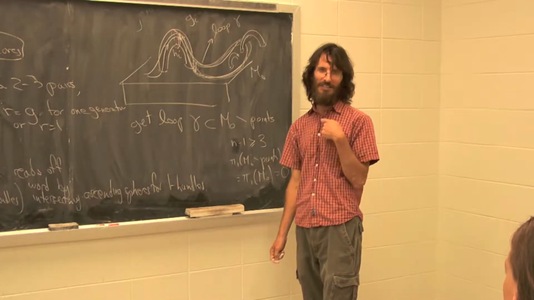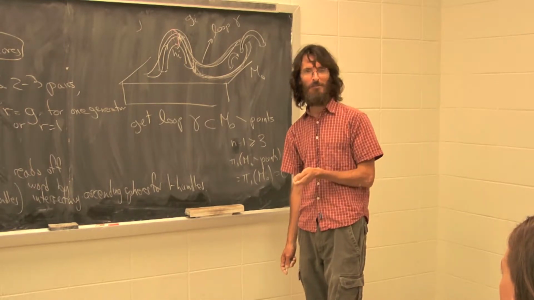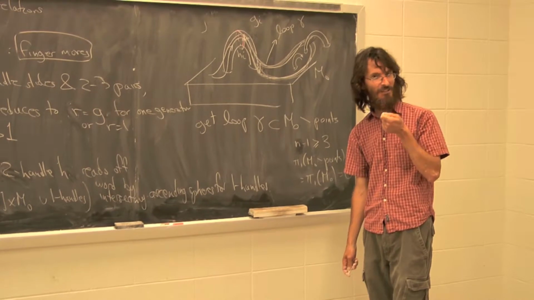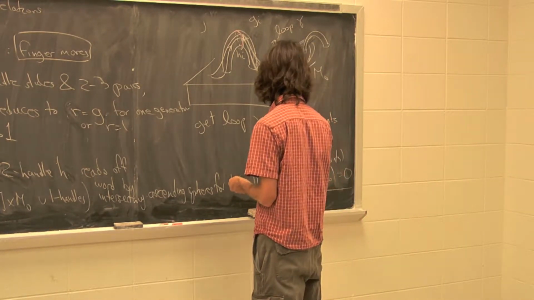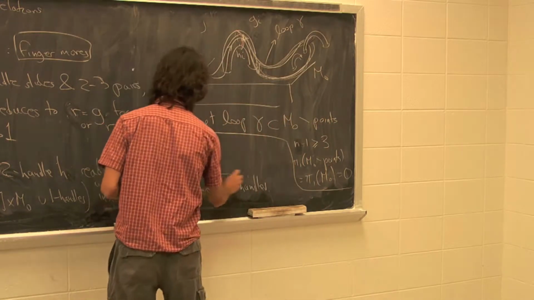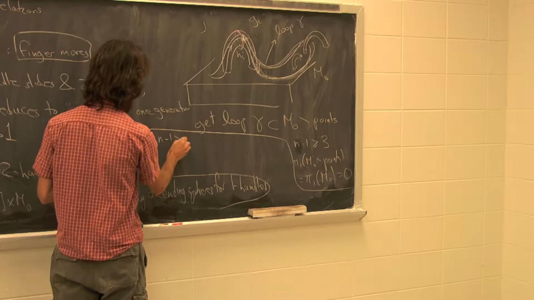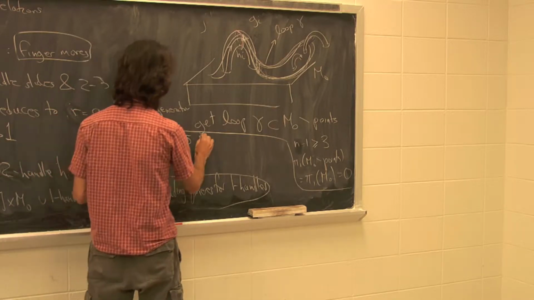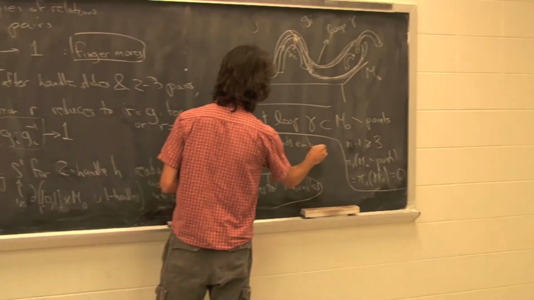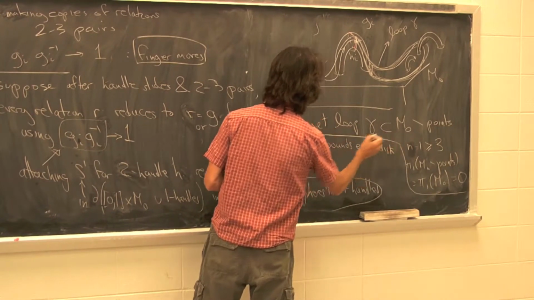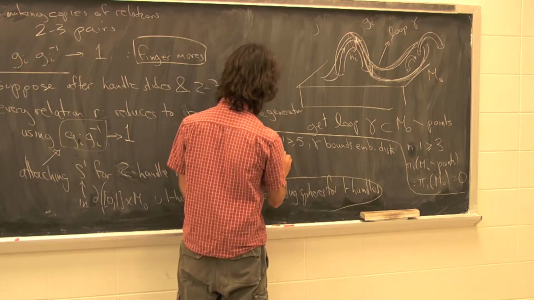Now, a mapped-in disk in a 3 manifold might not be embedded. A mapped-in disk in a 4 manifold might not be embedded, but a mapped-in disk in a 5 manifold is embedded. So if n minus 1 is greater than or equal to 5, gamma bounds an embedded disk in M0 minus points. It's like a perturbation argument.